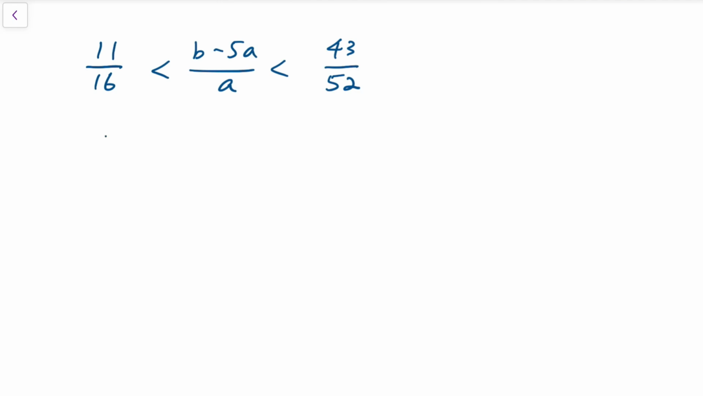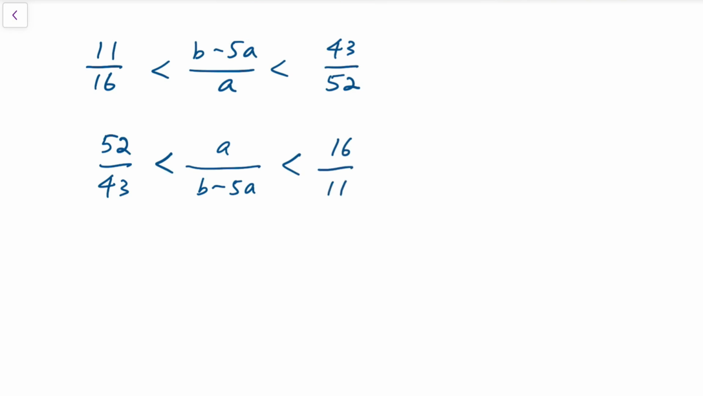Next, we can do the reciprocal step again, and now we have 52 over 43 as the smaller fraction, and that's less than a over b minus 5a, the reciprocal of the middle fraction in the previous step, and the larger fraction now becomes 16 over 11. So both fractions are between 1 and 2, so I'm going to subtract all fractions in this line by 1.